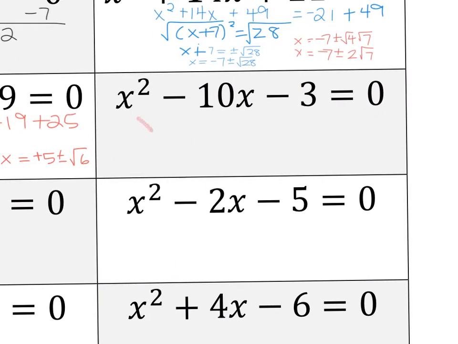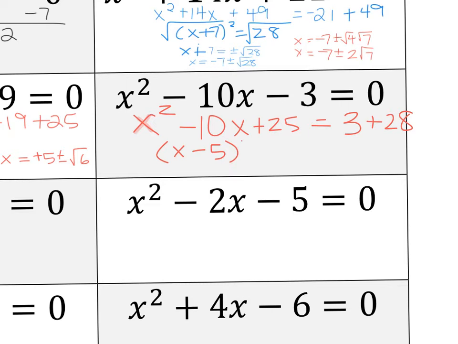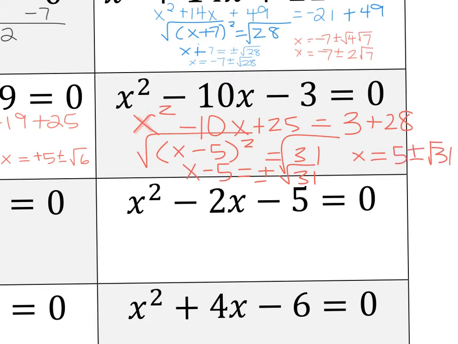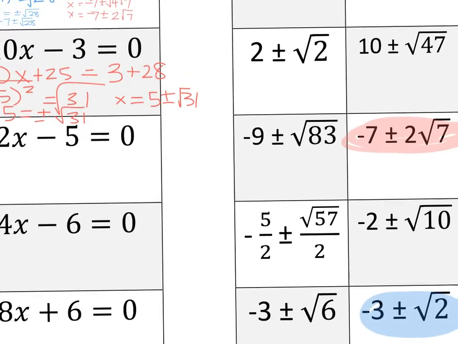I move the 3, so x squared minus 10x equals 3. Half of 10 is 5, 5 squared is 25. So this one is x minus 5 squared equals 28 plus 3 is 31. The good news about that is 31 can't be broken down, which means that that's going to be in my answer. X minus 5 equals plus or minus the square root of 31. So I need to add the 5 to the other side so it becomes positive. So it's 5 plus or minus the square root of 31.